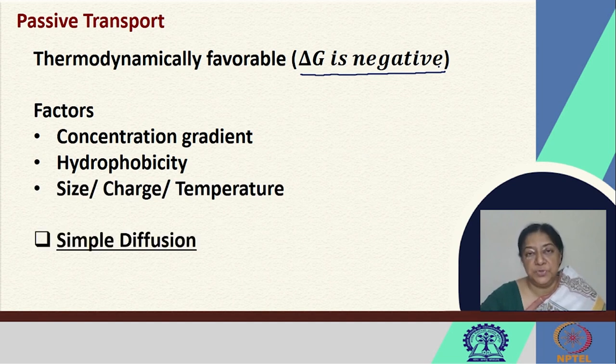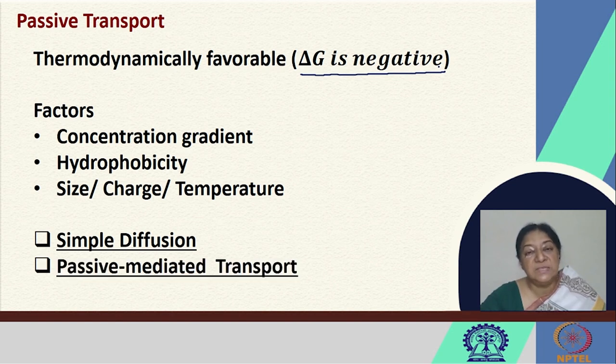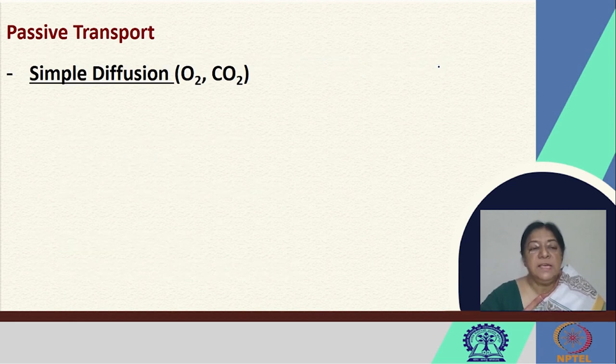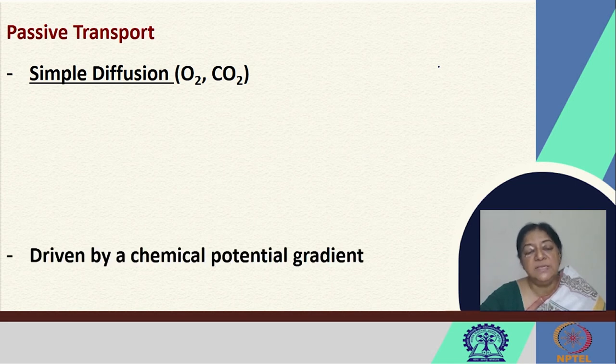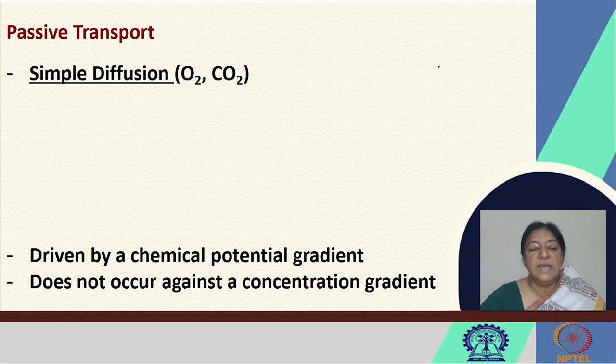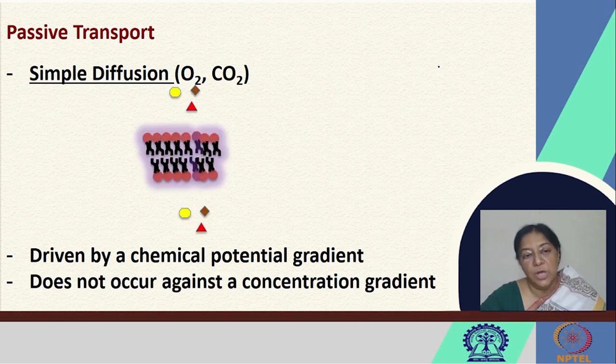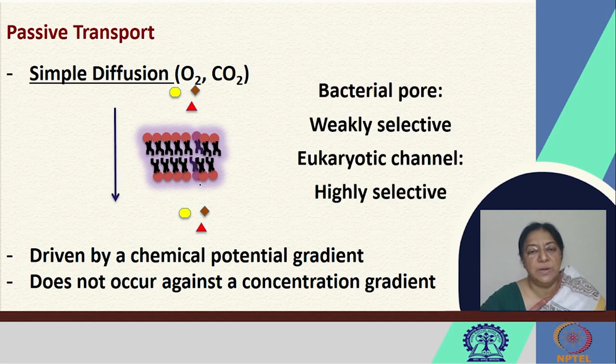There could be simple diffusion across the membrane, or there could be passive mediated transport where there will be proteins that would assist the transport of the material from one side of the cell to the other through the plasma membrane. In the case of simple diffusion, where we are looking at just oxygen and carbon dioxide transport through the plasma membrane, this is driven by a chemical potential gradient, and it does not occur against any concentration gradient. So if we have our membrane and we are looking at the transport of the small molecules oxygen and carbon dioxide in a simple diffusion method, we would just have this pass through the membrane.